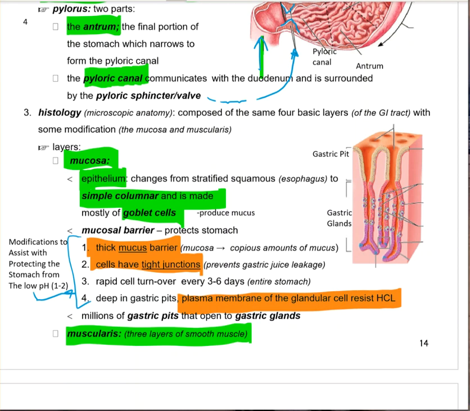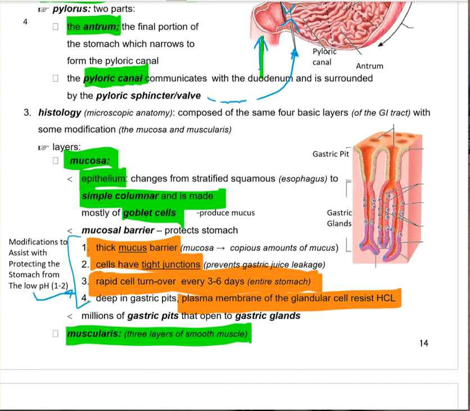Now, the last one, or this one in the middle here that I skipped, is that all the cells that are lining the stomach have rapid turnover, which means they die within 3 to 6 days, but we make new ones. So the stomach is entirely making its mucous membrane new every 3 to 6 days.